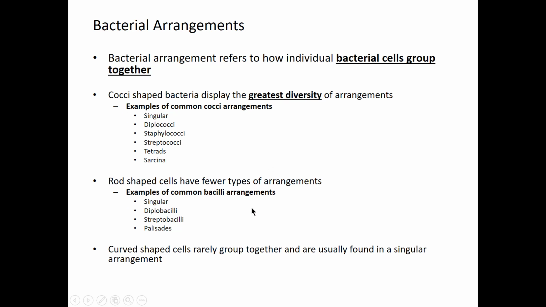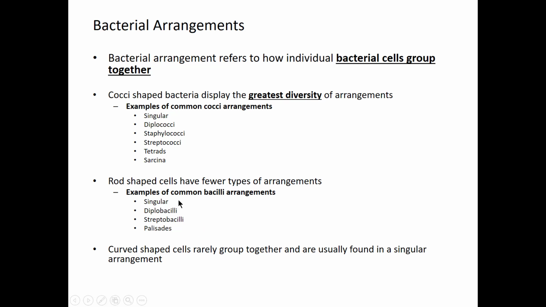Rod-shaped cells don't have quite as many arrangements. Here you'll see singular, diplobacilli, streptobacilli, and a unique arrangement here called palisades. Curved cells, as it says, very often do not group together and are almost always singular, and therefore we don't have terms for those.